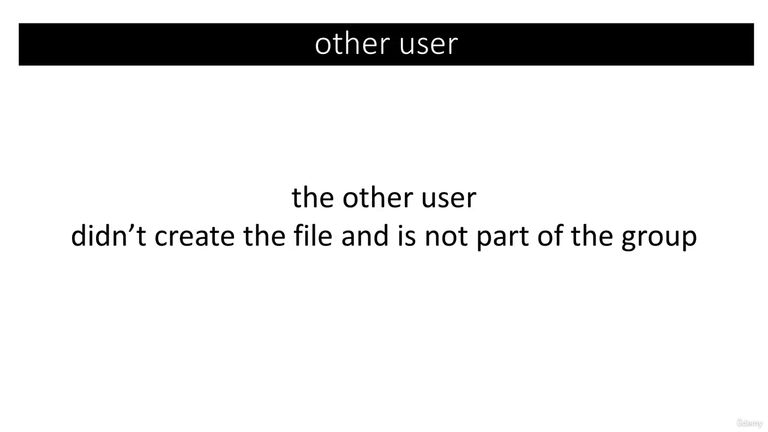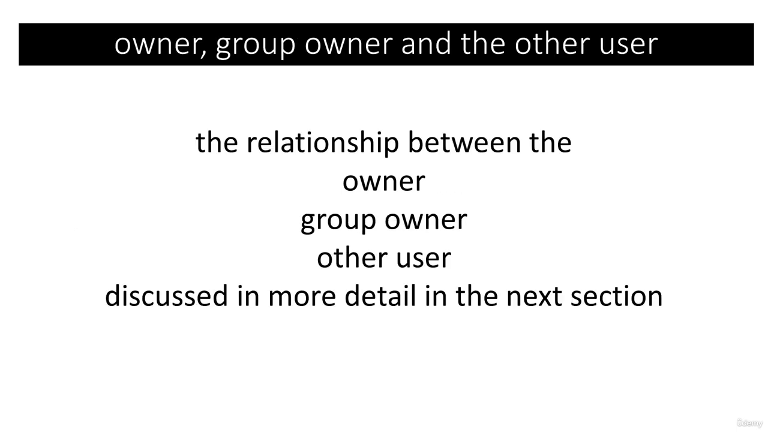The other user is a user who didn't create the file and is not part of the group that owns the file. Think of the example of the 5 users added to the same group and that group being able to edit a file. You didn't create the file and you are not part of the 5 user group, so therefore you are what is called the other user. How the owner, group owner, and the other user relate to each other, and the importance of being able to identify various owners and users will be looked at in the next section on permissions.